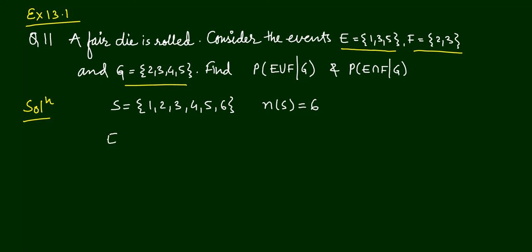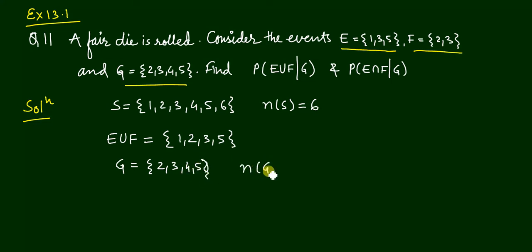So we require E union F. So E union F will be what? See, this is E and this is F. So we will find out E union F. So E union F will contain 1, 2, 3, 5. Okay. And G, G is given in the question, it is 2, 3, 4, 5. So number of elements in G is what? Because we have to find out the probability of G also. So number of elements in G is 4.